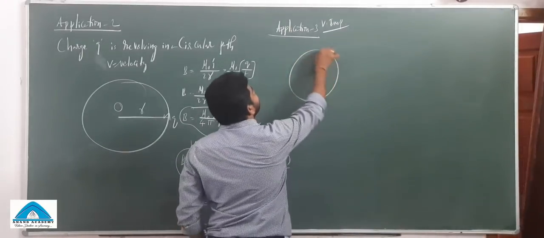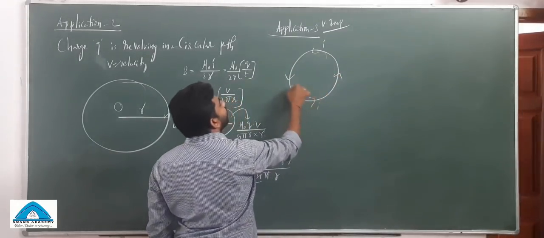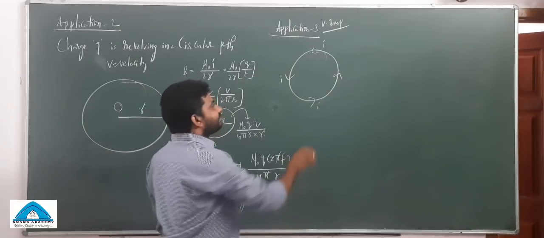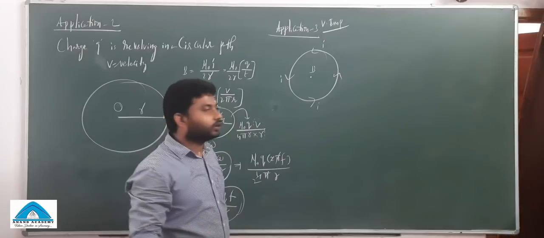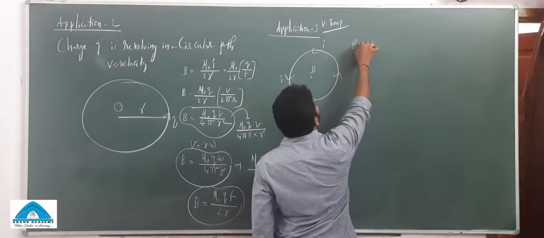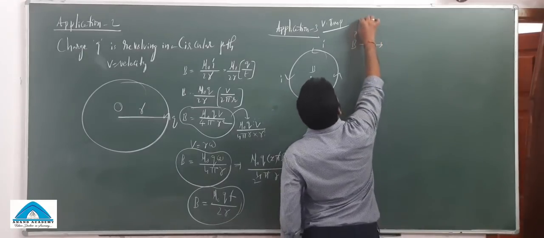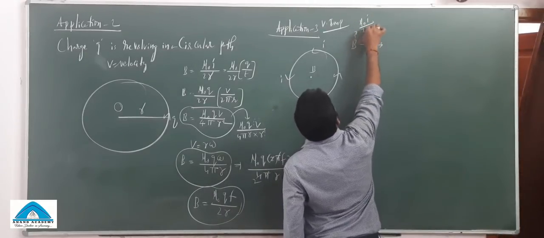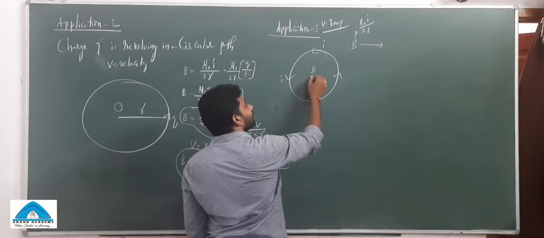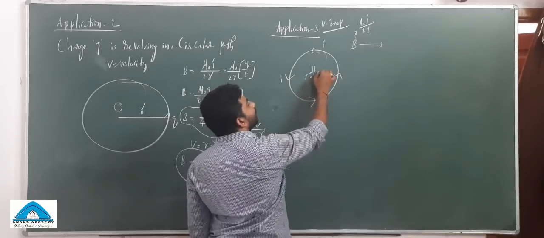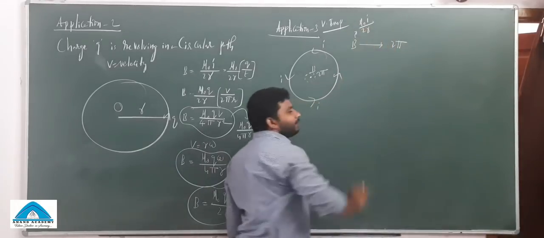This is a circular current carrying wire. The direction of current is anti-clockwise. At the center, the magnetic field is B, and what is that magnetic field value? The magnetic field value at the center is mu naught I by 2R. It's clear? When the angle here is 2 pi, we have got mu naught I by 2R.